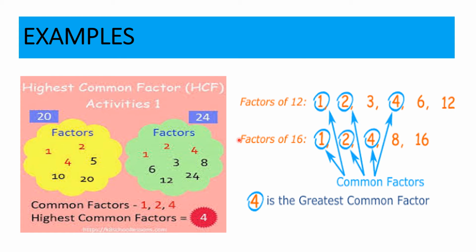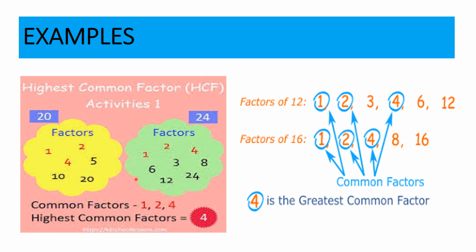Let us see one more example. Highest common factor of 20 and 24. What are the factors of 20? The factors of 20 are 1, 2, 4, 5, 10 and 20, because in all these numbers' tables the number 20 will come. 1 20 is 20, 2 10s are 20, 4 5s are 20, 5 4s are 20, 10 2s are 20 and 20 1s are 20. And the factors of 24 are 1, 2, 3, 4, 6, 8, 12 and 24.